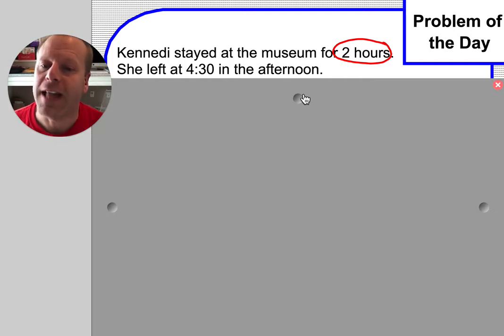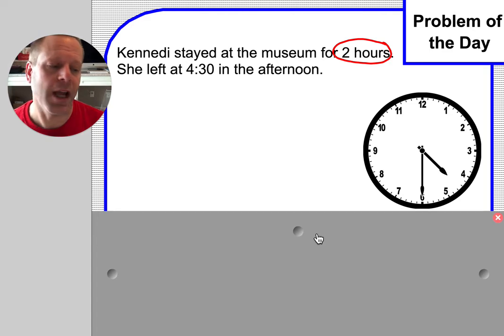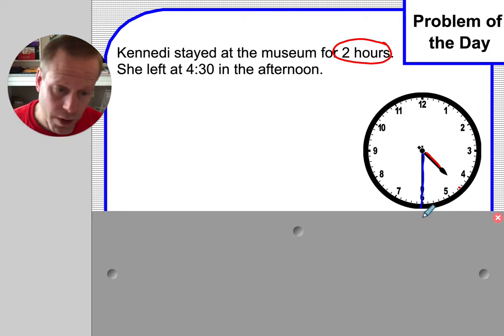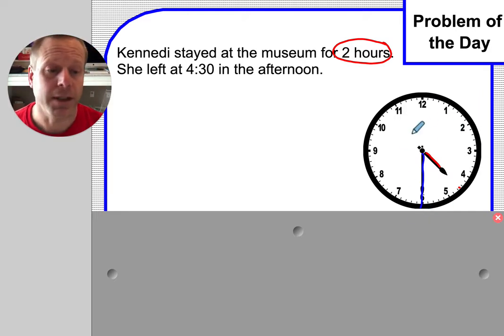It says here, she left the museum at 4:30 in the afternoon. Here's what 4:30 looks like. This is when she left. So the little red hand is pointing right about in the middle because we're at 4:30. And the long minute hand is pointing way down at the bottom because we're halfway around the clock. Because that's 1 hour, right? When you're counting the blue hand, one way around is 1 hour. So halfway around, 4:30.